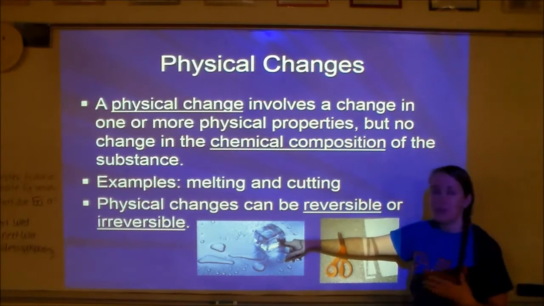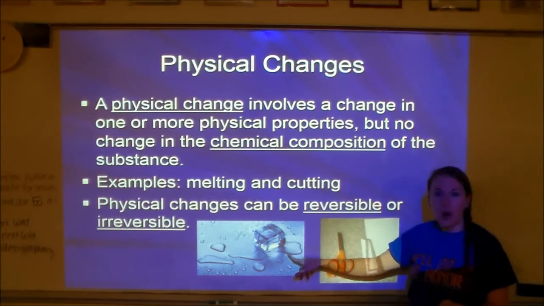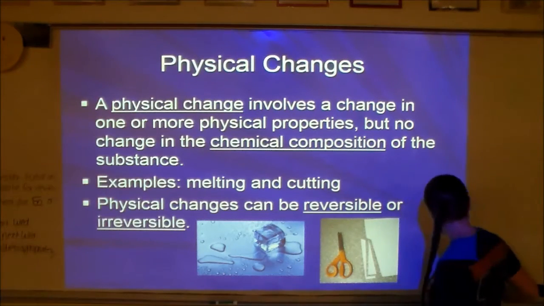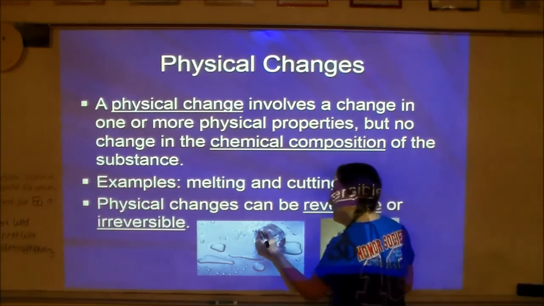So ice is made of what? Water. Well, when it melts, what do we get? Water. Well, what is the chemical formula for water? Even though you haven't been in my class very long, you should know that. Water is H2O.